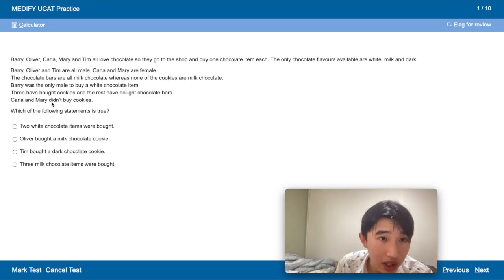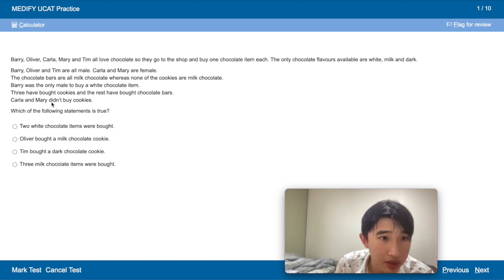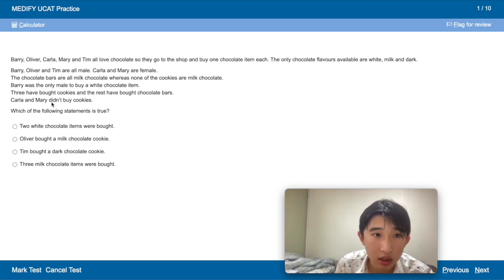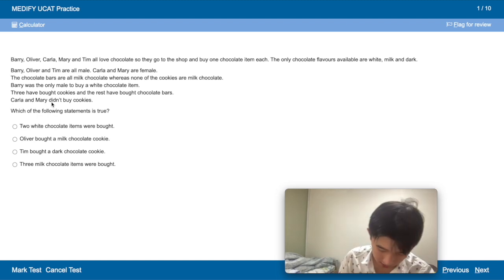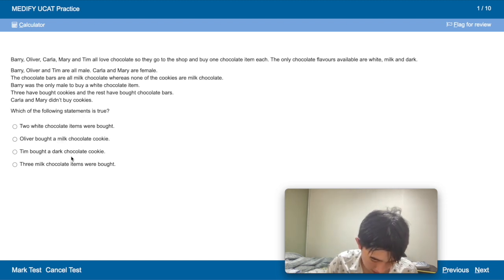Barry was the only male to buy a white chocolate item. Right, so Barry, so Oliver and Tim bought dark cookies. That's it, we figured it out. Two white chocolate items were bought. That's false. Oliver bought a milk. False. Tim bought a dark chocolate cookie. That's right. Three milk chocolate items were bought. That's false. Nice.